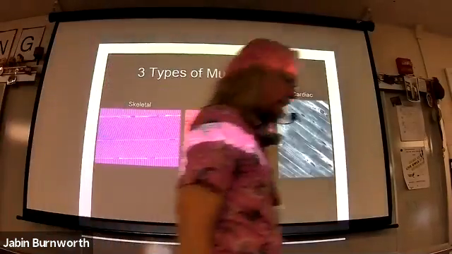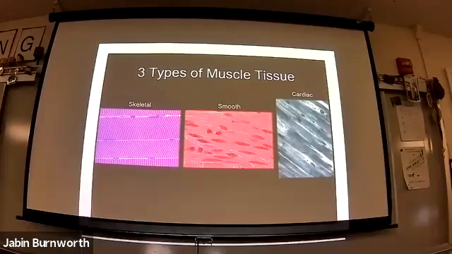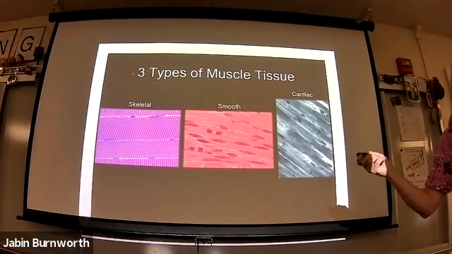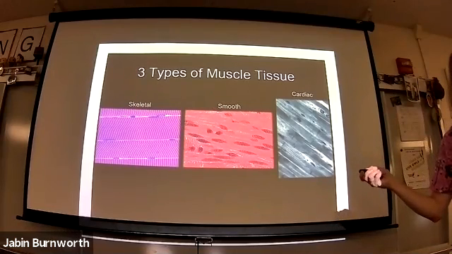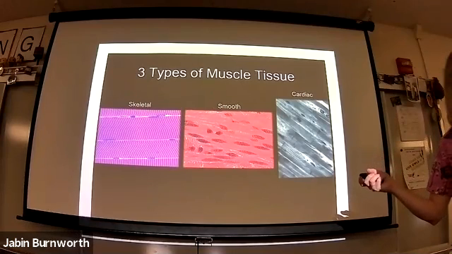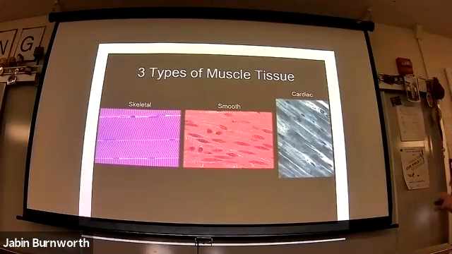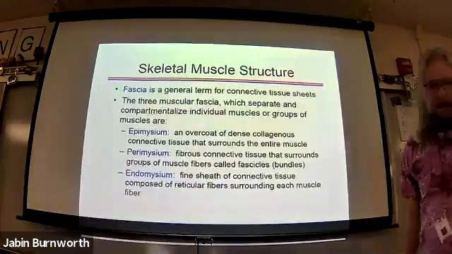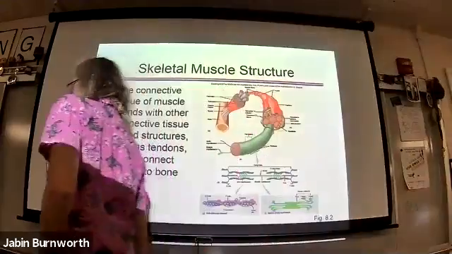We know there are these three types. Remember our three types. This looks like guitar strings. This one looks like large spindles. Can anyone remember what else the smooth looked like? Come on. It looked like dense connective tissue. Cardiac tissue has those intercalated discs. I'm going to talk about this picture.